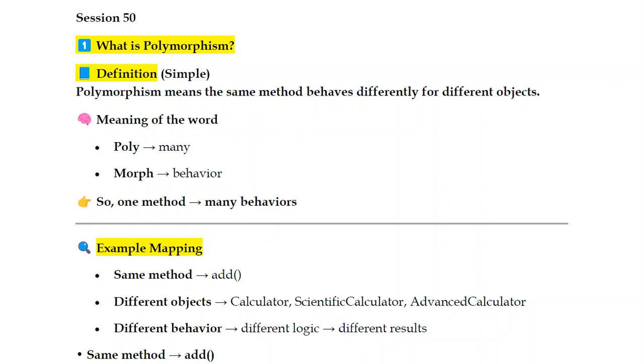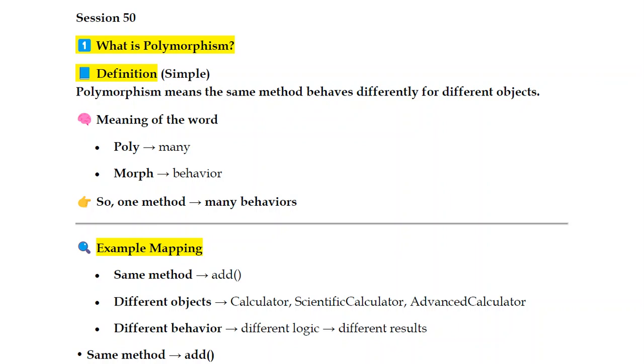Morph means behavior. So, polymorphism means one method, many behaviors, or one task can be done in different or multiple ways. Same task can be done in different or multiple ways. So this is what polymorphism is. It means the same method behaves differently for different objects. Depending upon the objects, it will behave differently. No worries. I'll explain all these things with a real-time example. Then you can easily understand and correlate this definition with the example.